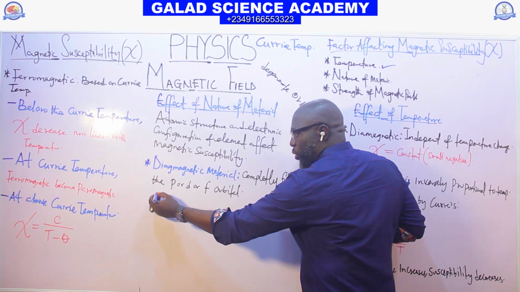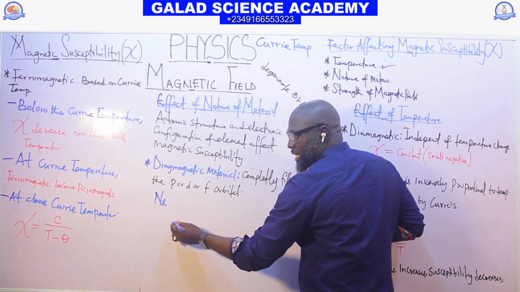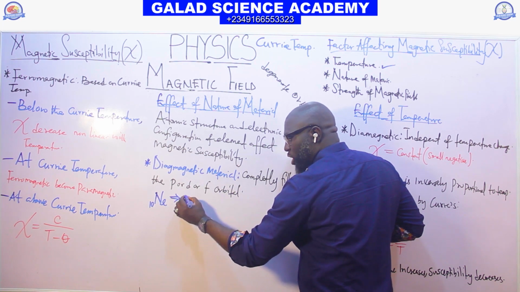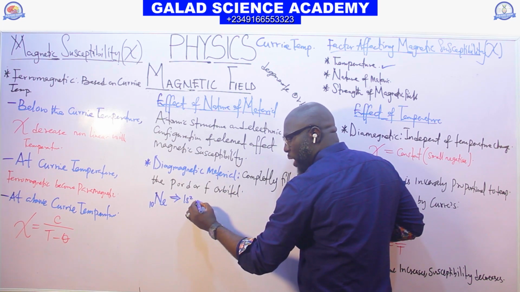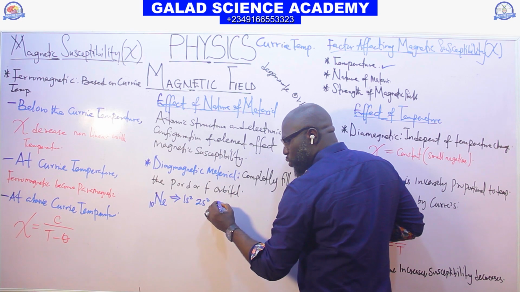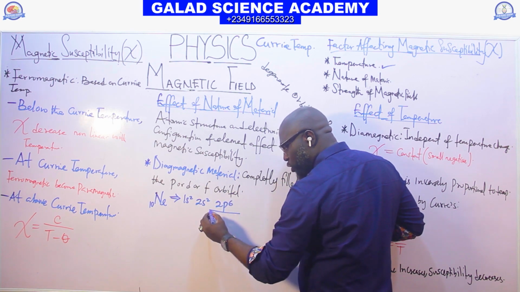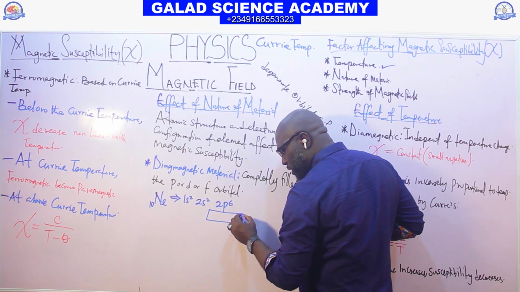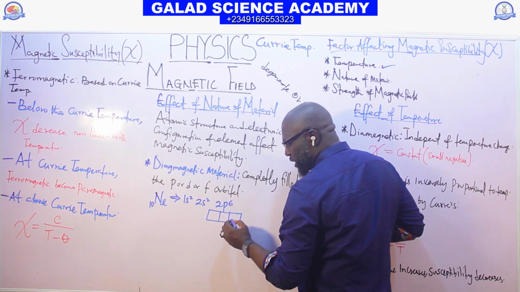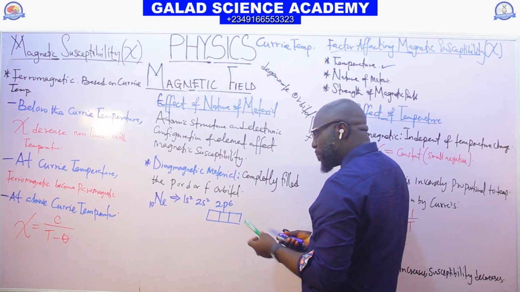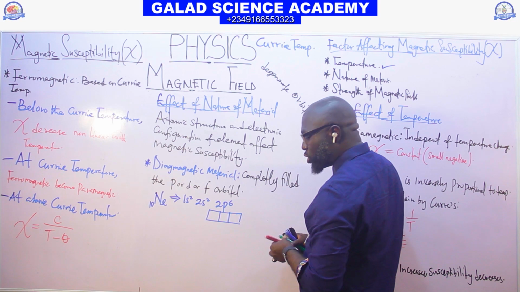If you have neon, Ne, the atomic number of neon is 10. Write out the configuration: 1s2, 2s2, and 2p6. Draw the shell for 2p6. We have it in this form. We have how many electrons here? 6. By putting the 6 electrons inside, what are you going to have?